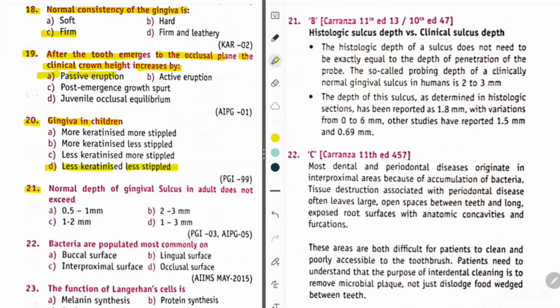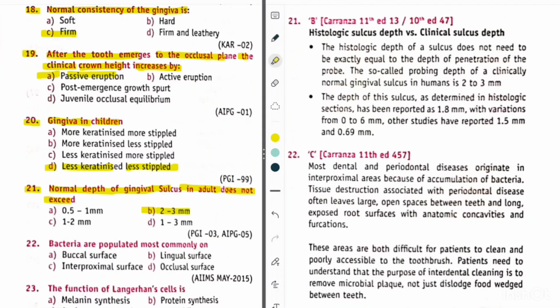So, question 1, normal depth of gingival sulcus in adult does not exceed option A 0.5 to 1 mm, option B 2 to 3 mm, option C 1 to 2 mm or option D 1 to 3 mm. So its answer is option B 2 to 3 mm.